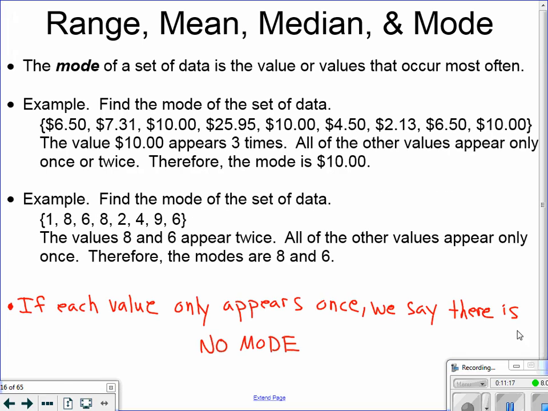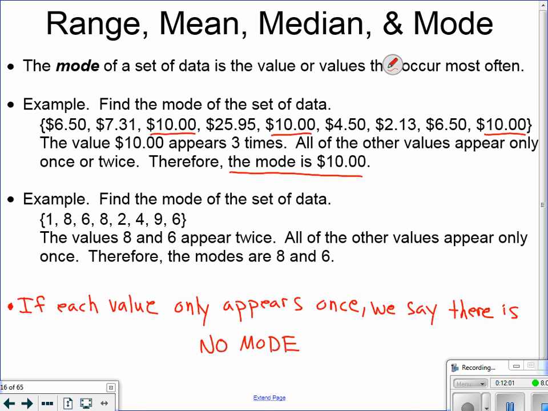All right, the last new thing we're going to look at here is the mode. And the mode of a set of data is just the value or values that occur most often. So what I like to just say is mode is most. So if we look at our set of data that we've been looking at here, you will notice that the number 10, or $10, appears in here 3 times. So that's the most of any. The other ones only appear once or twice. But 10 appears 3 times, that's the most. So the mode of this one is $10.